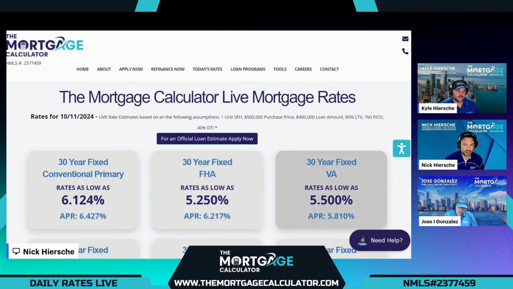And our VA options are only for eligible vets and active service members. If you are eligible, these programs are amazing. Rates as low as 5.5. Final APR with a standard funding fee, 5.810. And if we're comparing across the programs, the VA is obviously going to be the best for our eligible borrowers. So definitely take advantage.